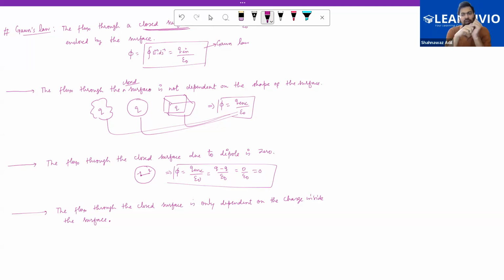Yeah, quickly note this thing down, then we will use this idea to calculate the flux for different kinds of shapes, right?